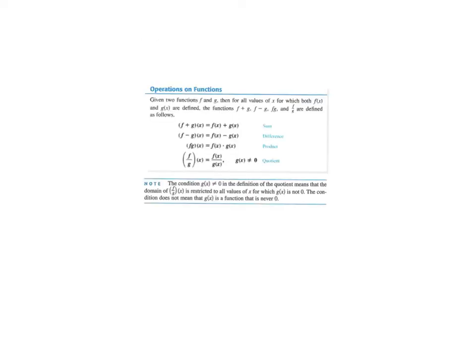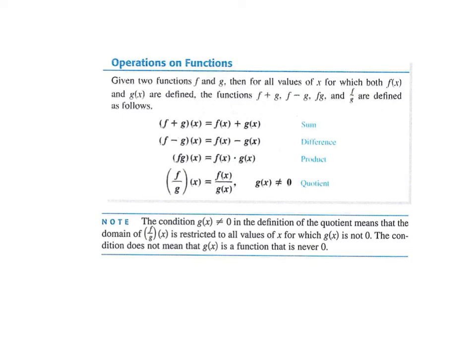So the operations that I'm referring to are finding the sum of two functions, the difference, the product, and also the quotient. Notice the only one that has an exclusion would be the quotient, where the denominator can't be 0. So that's the only exclusion we have, is when we're trying to divide the two functions.